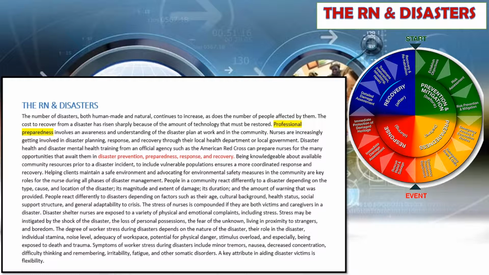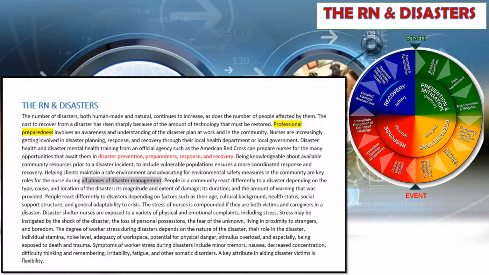It's important that you understand what's available as a nurse as far as disaster. You need to be able to help your clients maintain a safe environment. You need to advocate for environmental safety awareness measures in your role as an RN during all phases of disaster management. We'll talk about phases of disaster management.